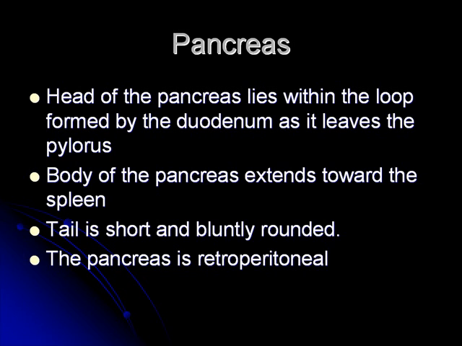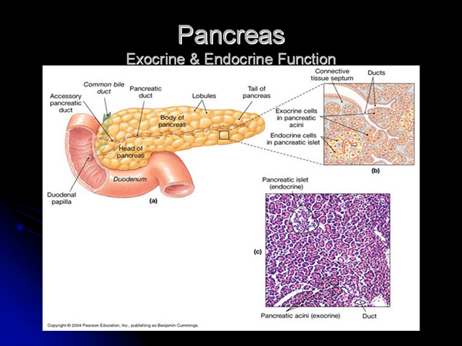The tail is short, blunted, and rounded, and the pancreas is retroperitoneal. Now, when I say that the pancreas is involved in this mechanism of absorption, I mean that the pancreatic enzymes that are released from the pancreas enter into the small bowel at the point of the duodenal papilla. These enzymes are what facilitate the breakdown of certain molecular structures and promote absorption in the small intestines. The pancreas has both an exocrine and an endocrine function.